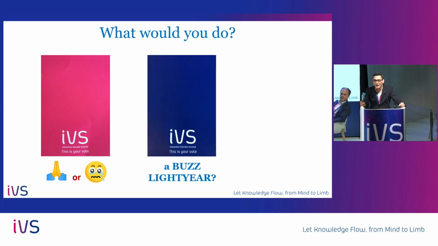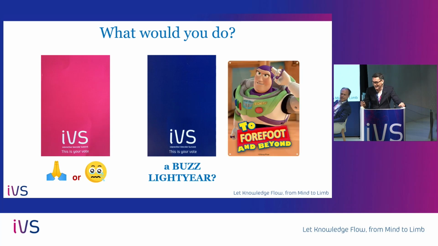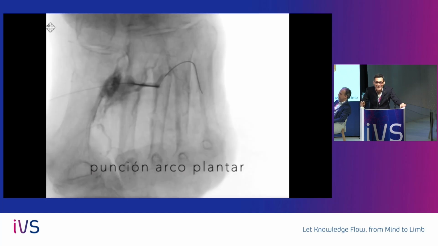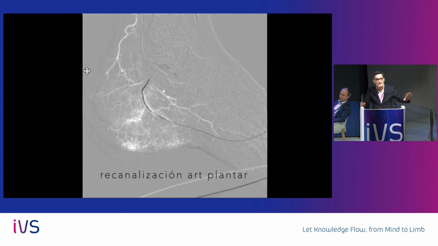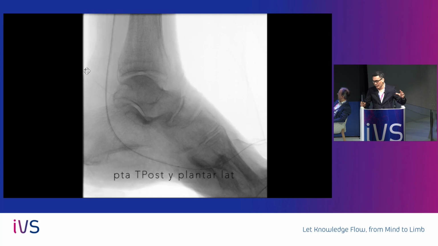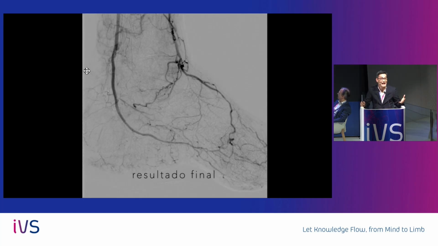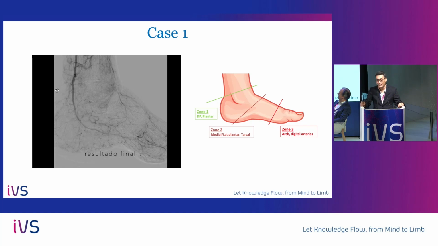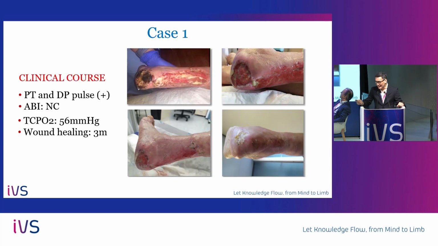Or would you go for a Buzz Lightyear? And you may probably wonder what on hell is a Buzz Lightyear? It's going to the forefoot and beyond. And we went for a Buzz Lightyear, in which we punctured the plantar arch, and we were lucky enough to engage the lateral plantar, recanalize the posterior tibial, and following balloon dilation with a Luminor 2.5, look, this is a nice outcome, nice brisk flow at the level of the foot. This is what we call zone 3. And this is the clinical outcome.